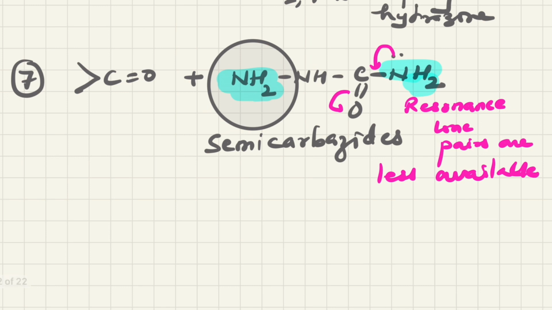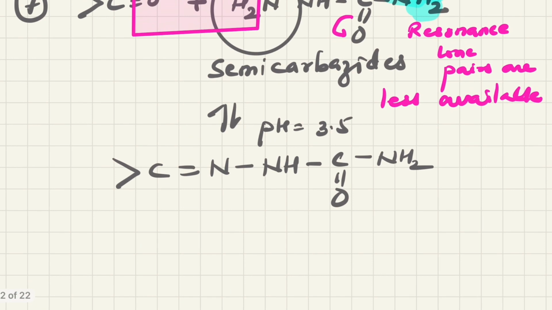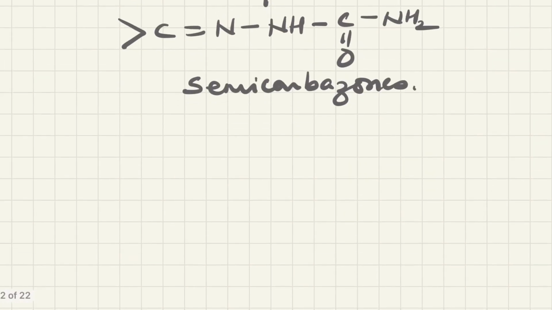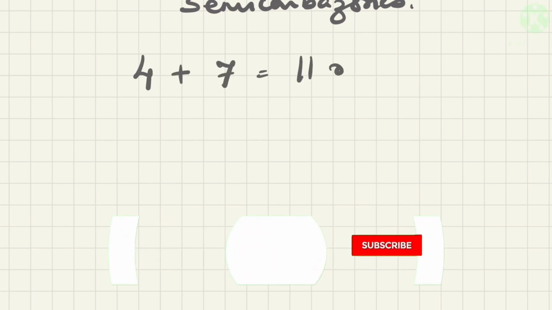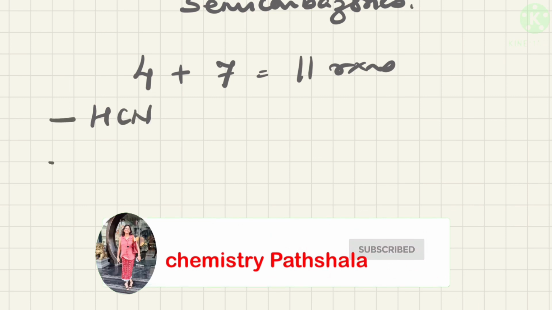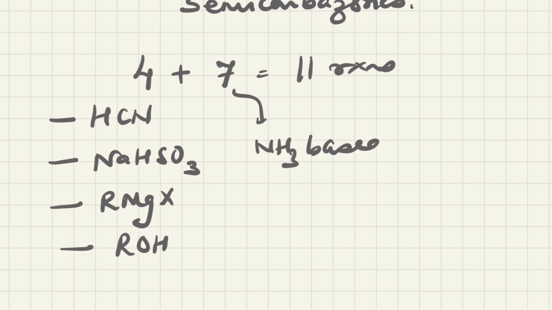And let's write down the products. So before we write down the product, let us write NH2 in a different way. The product is known as semicarbazone. So these 4 plus 7, 11 reactions. First with HCN, second sodium bisulfite, third Grignard, fourth alcohol, and 7 ammonia based compounds. These form the most important nucleophilic reactions. So that was all about nucleophilic addition reaction on carbonyl.